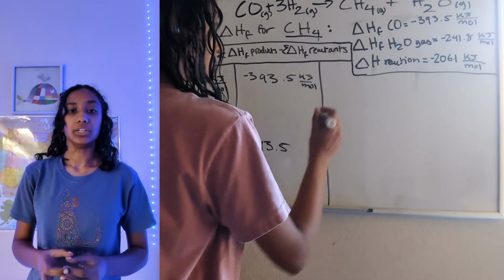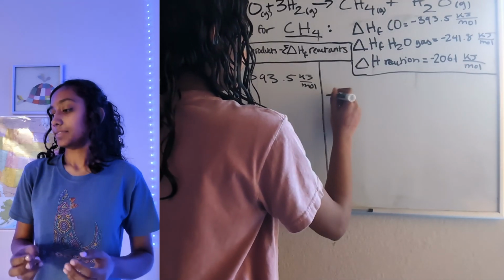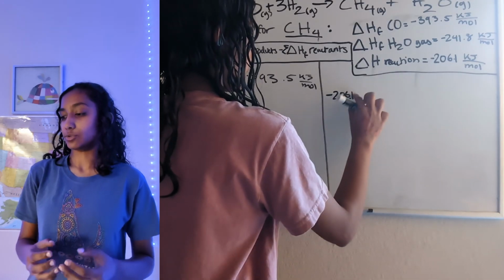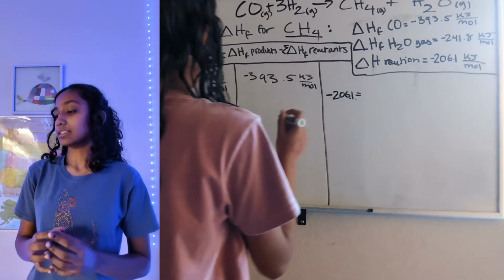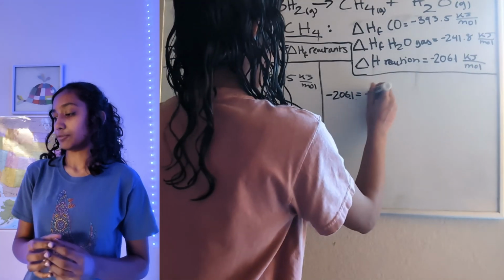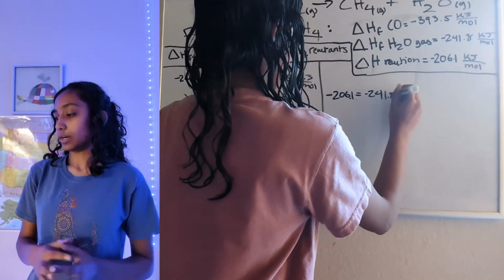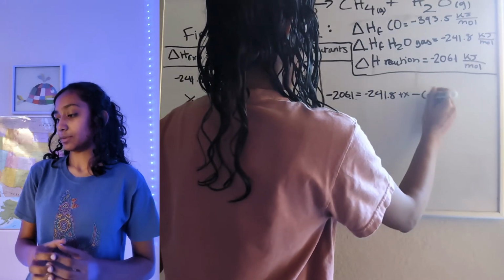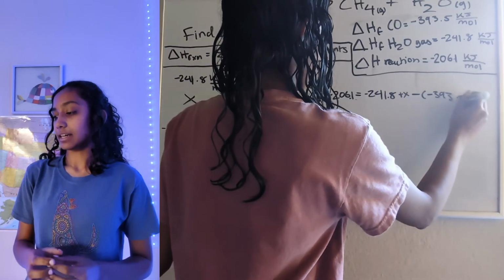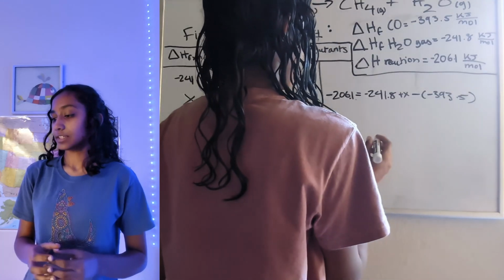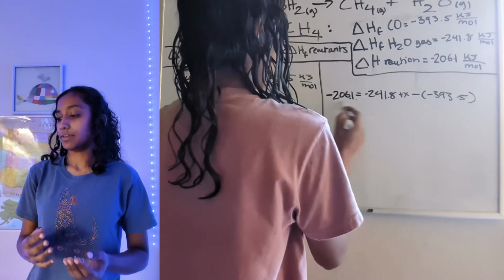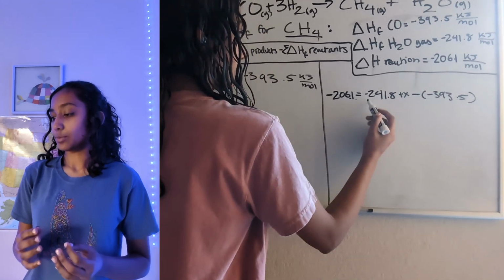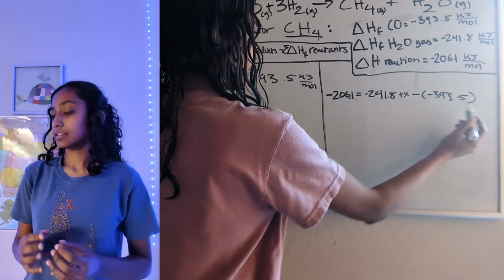Now, let's plug these numbers into our overall equation. The enthalpy of reaction, which is given as negative 206.1 kilojoules per mole, is equal to the sum of delta H of the formation of products, which is negative 241.8 plus X, minus the sum of delta H for the formation of the reactants, which is negative 393.5. This gives us the overall equation of negative 206.1 equals negative 241.8 plus X plus 393.5.